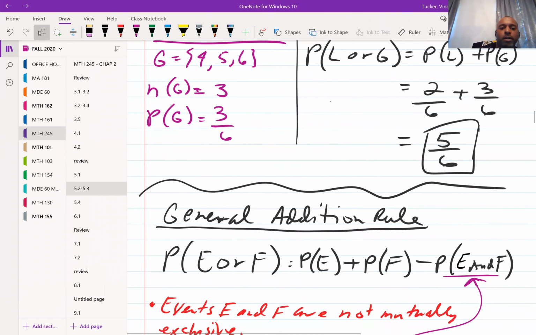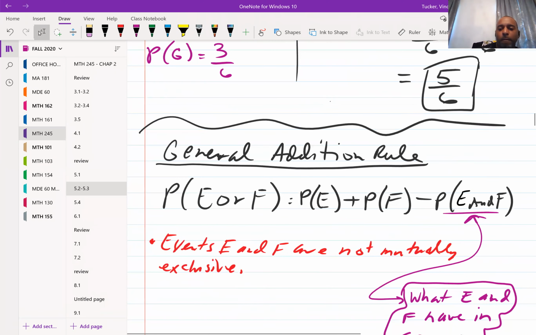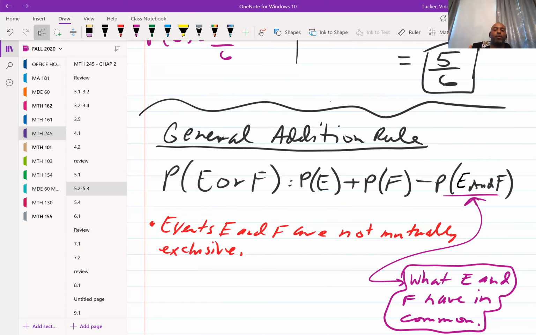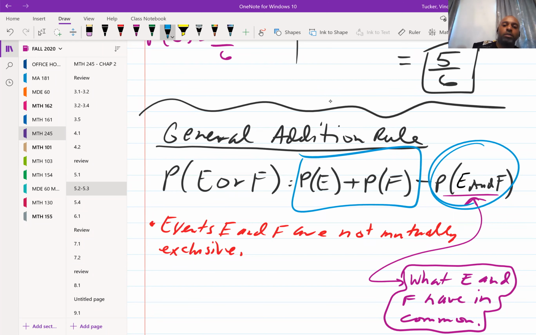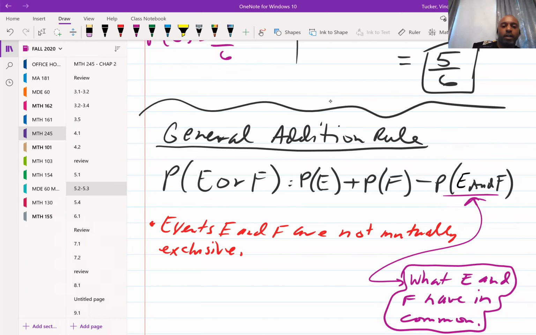All right. So we're looking at the general addition rule now. The addition rule that we had before did not have this piece right here because they didn't have anything in common. If they don't have anything in common, then this piece would actually be 0. That's why we only had to worry about just adding our probabilities together.